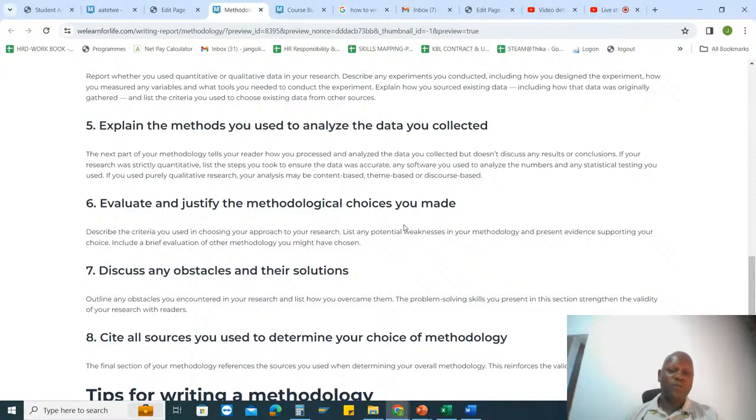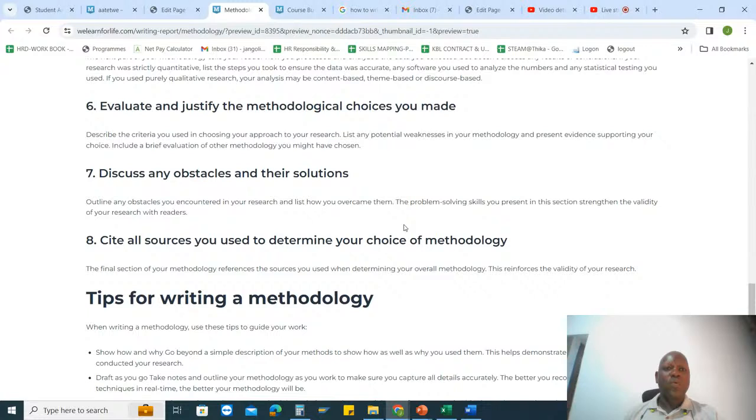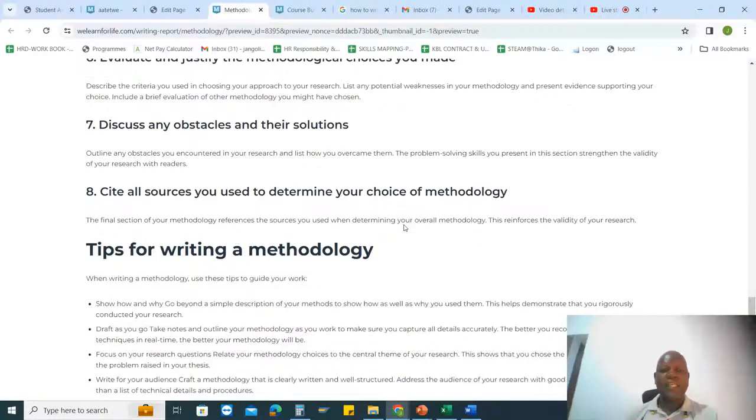Then it helps you to evaluate and justify the methodology choices you made. It is also important to bring out the obstacles and solutions that you came across and to cite the sources that you used. When you do this, then you are properly grounded to write a proper methodology.